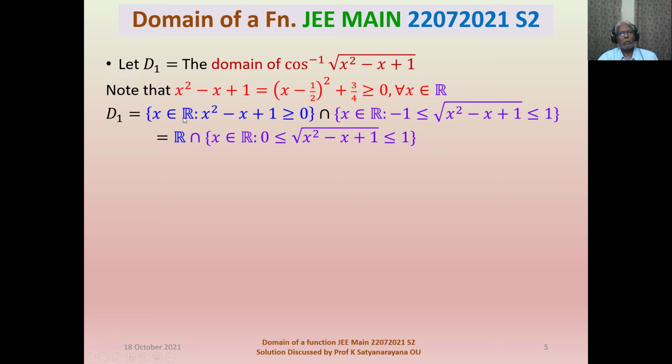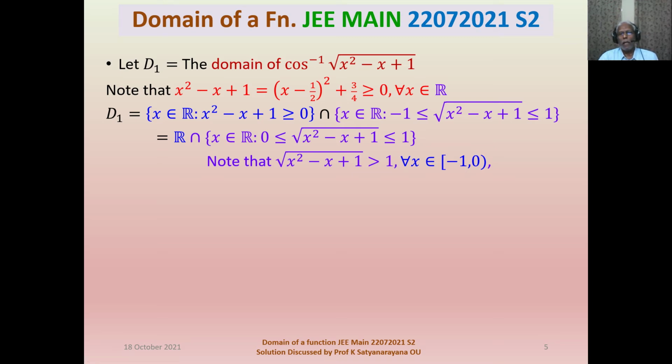Now that is equal to R intersection the set of x belongs to R, 0 less than or equal to under the square root of x square minus x plus 1, less than or equal to 1. Why not minus 1 to 0? Minus 1 closed and 0 open. Those real numbers are excluded here. It is because, note that under the square root of x square minus x plus 1 is greater than 0 for all x belongs to minus 1 to 0, that is the negative numbers up to minus 1 including minus 1.